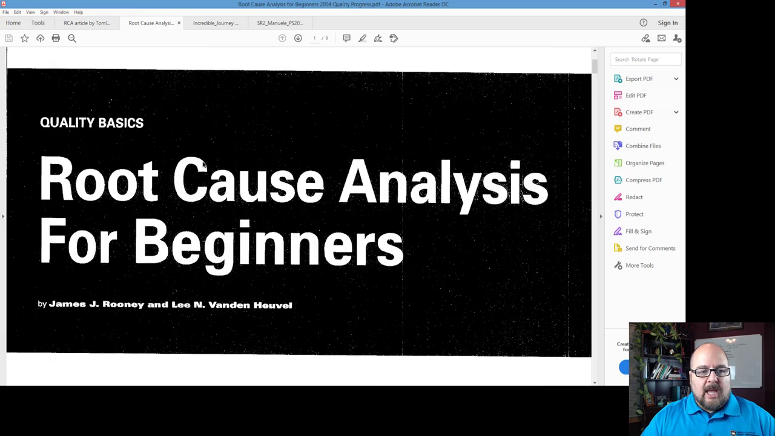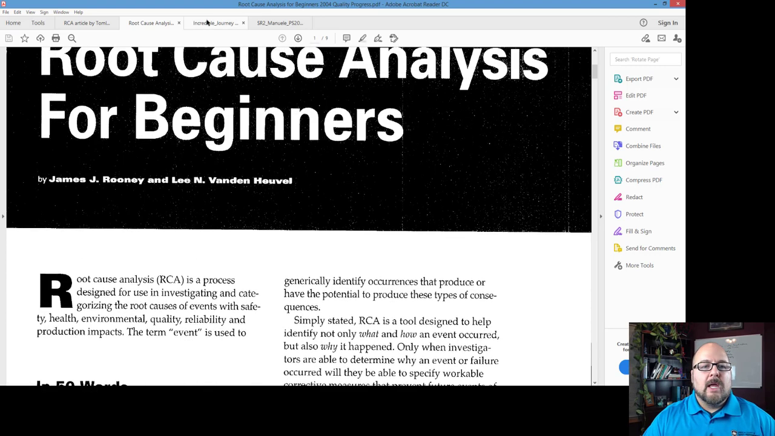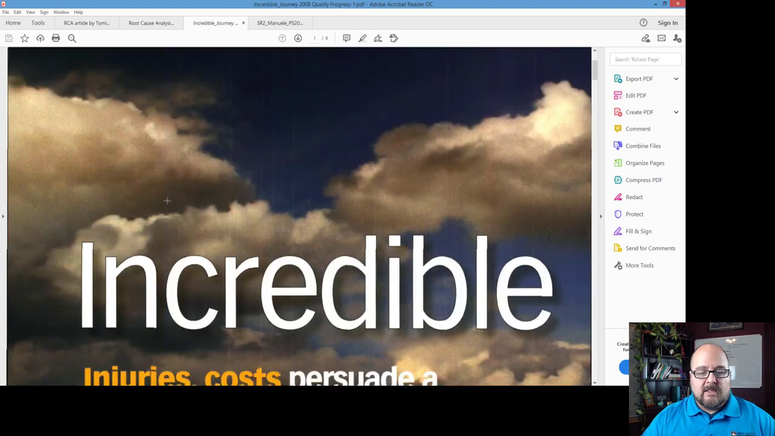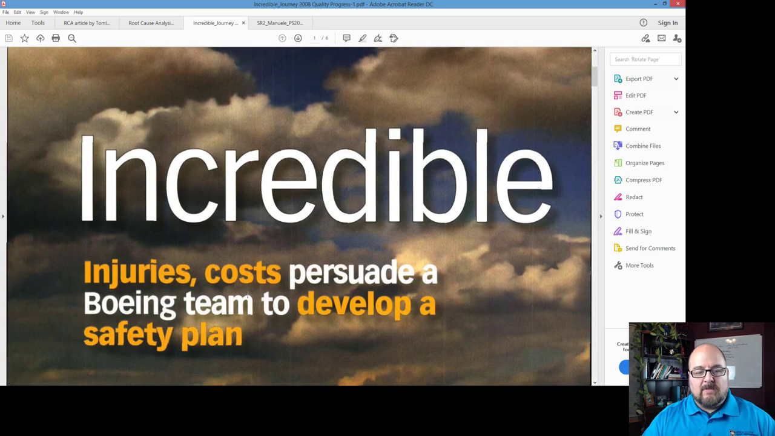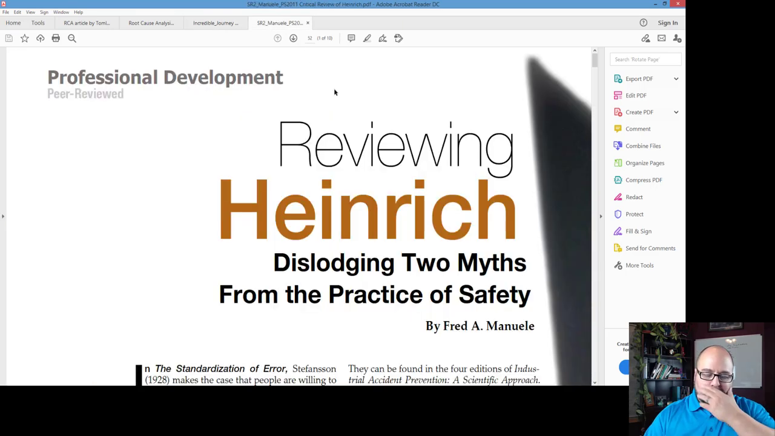The next is a root cause analysis for beginners. Again, this is from a quality perspective. Take a look at this one. Just get some of the main points they have here, okay, please? This is an example of a group that used this technique and the cost savings involved with it. It's Boeing. Didn't mean to break the surprise.